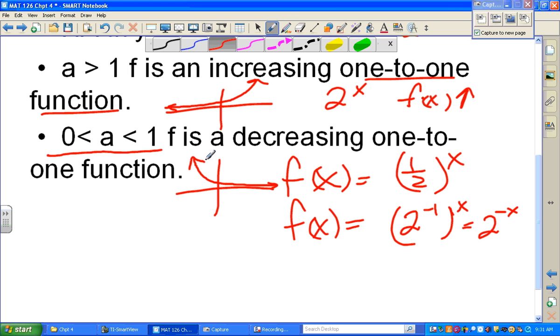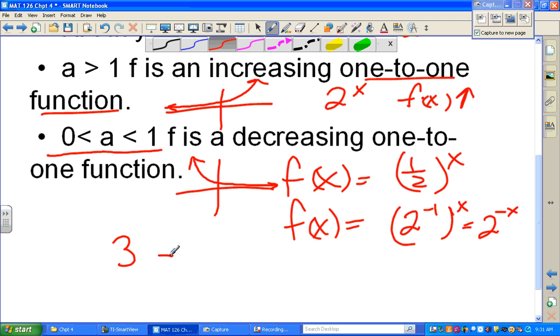Some people like integer bases. Some people don't care. I'm one of those that don't care. So that's why it's decreasing. This is an increasing function. That's a decreasing function. So for all fractions raised to a power, you don't write them bigger than 1, you have to negate the exponent. Okay? That's not too difficult.